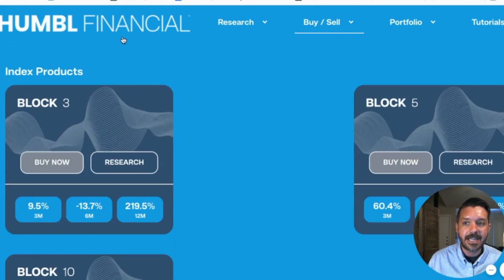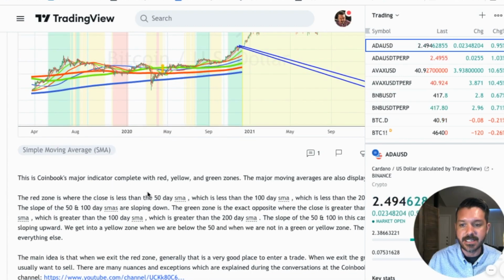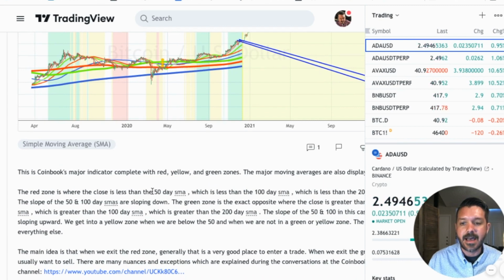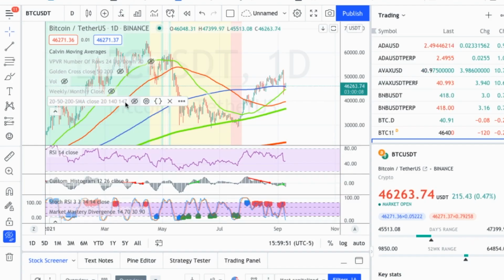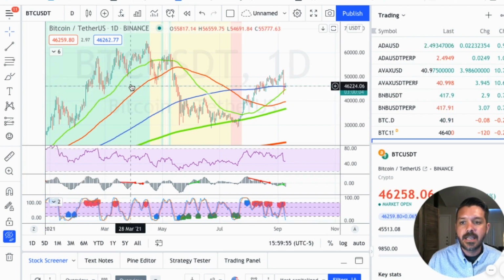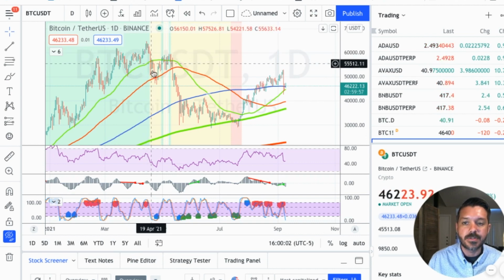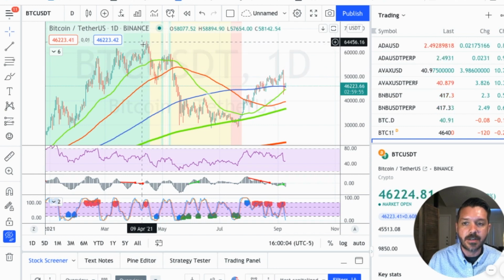Anyhow, the guy that I believe is now working for Humble created this indicator, and what this indicator does is it basically creates moving average lines on the 50-day, 100-day, and 200-day. And I'll jump back in over here, and basically it gives a colorized grid where when a coin's price action moves below the 50-day, it goes out of green. When it goes above the 50-day, it goes into green.